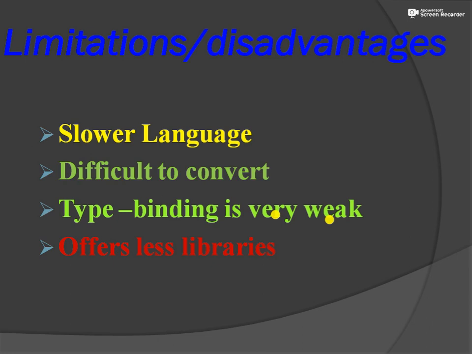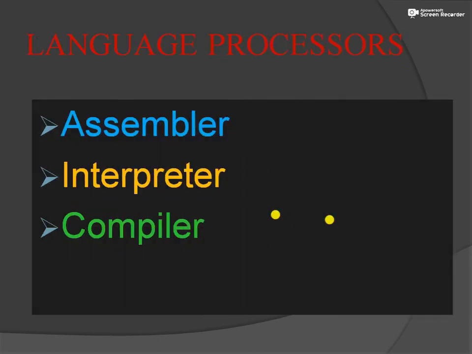Let's move to the next topic. Now I want to tell you about language processors. A language processor or language translator, both are the same. A language processor is a special type of computer software which has the capacity to translate the source code or program code into machine code.